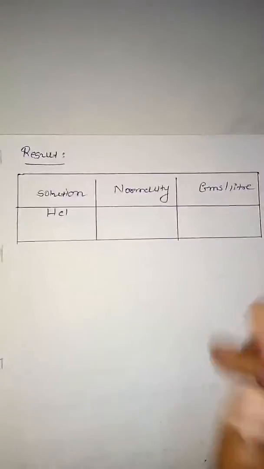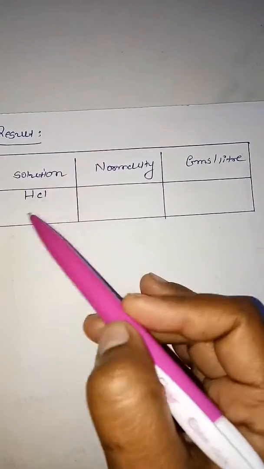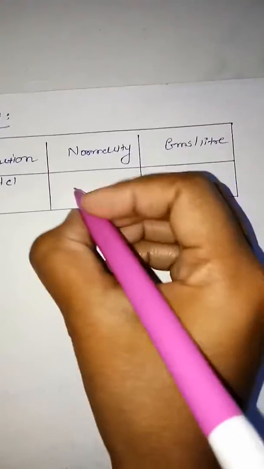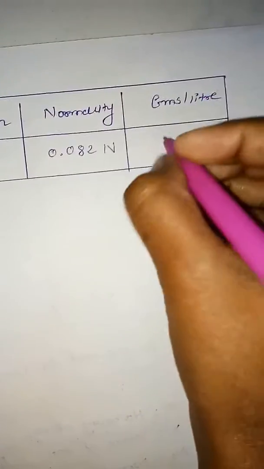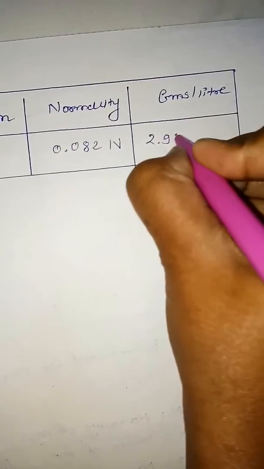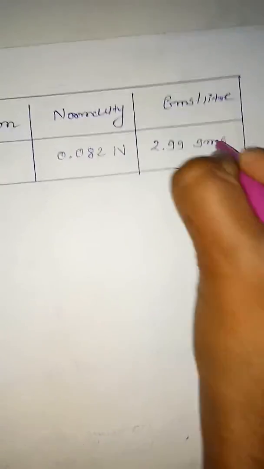After that you have the result table. So you have to find out the HCl solution's normality and grams per liter, right? So what did you find? HCl's normality is 0.082 normal and grams per liter is 2.99 grams. So this is your final result table.